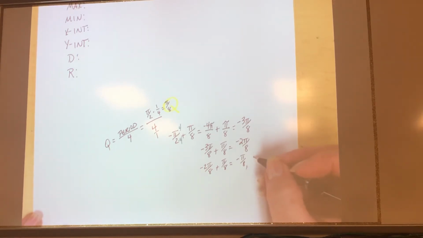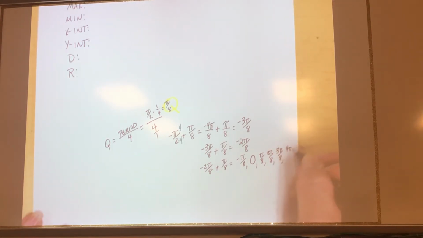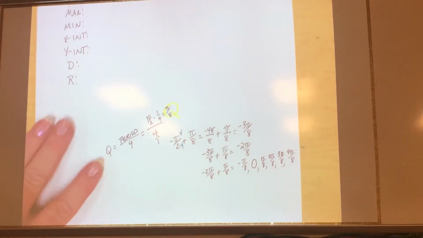What's next? 0. And then what's the next one? Pi over 8. What's the next one? 2 pi over 8. What's the next one? 3 pi over 8. And then 4 pi over 8. Let's see, 1, 2, 3, 4, 5, 6, 7, 8, 9. That's all of them. All right, so let's put them up there.